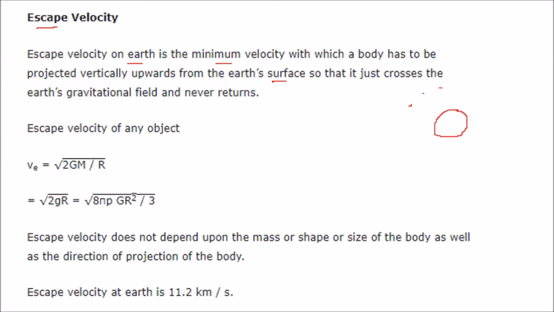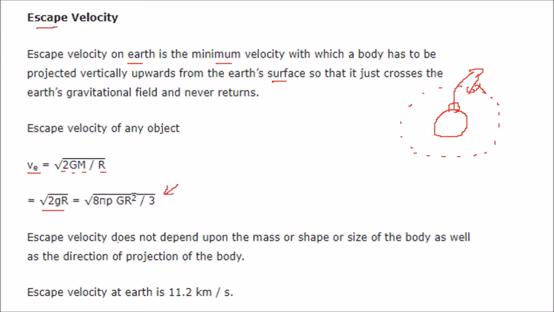Say it has some gravitational field. Now with what minimum velocity, least velocity, a body has to be projected vertically upwards so it crosses this gravitational field and never returns back. So this escape velocity of any object is given by V sub e equals under root 2 G capital M by capital R. This is under root 2 gR, which can be expressed in this expression also.